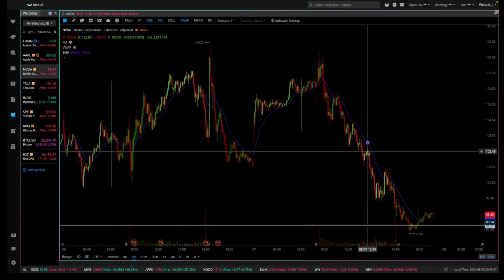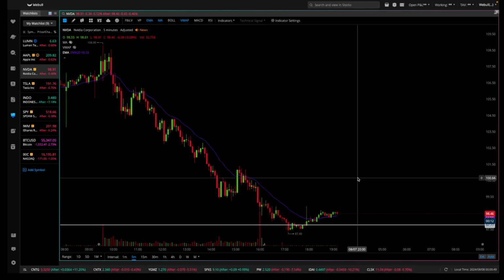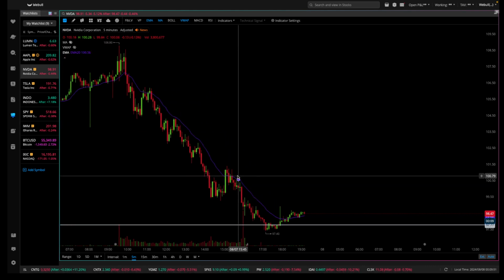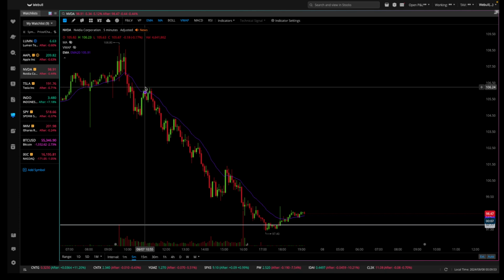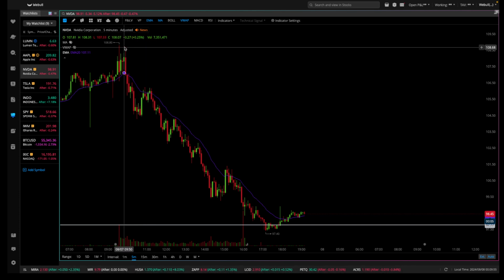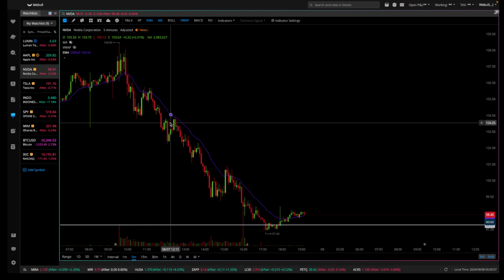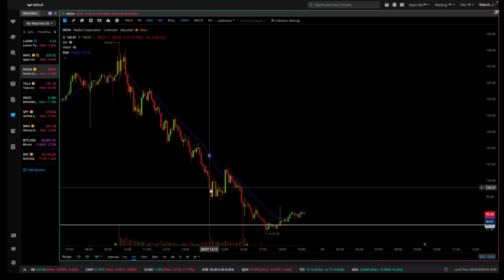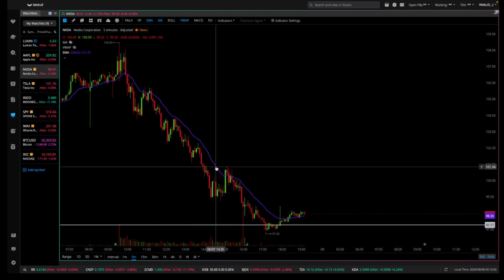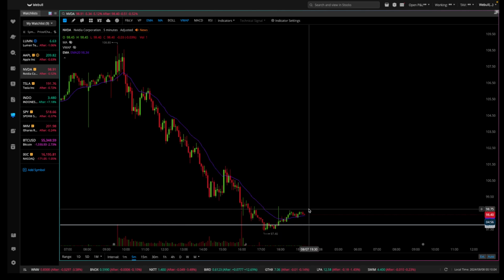Let's look at something like NVDA. So look, Nvidia hasn't been able to really reclaim the EMA20 all day, and it could be a good short. Look, we come back, we try to retest the EMA20 here, we break below, make a low, make a low, make another low, tries to reclaim, not able to follow through, low, and now it's trying to hold.